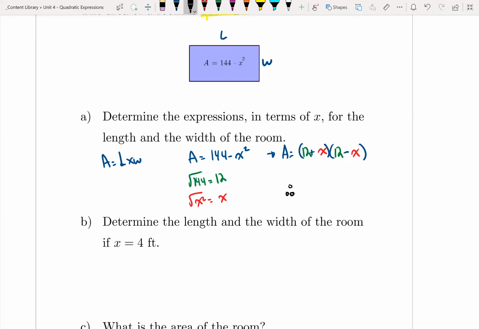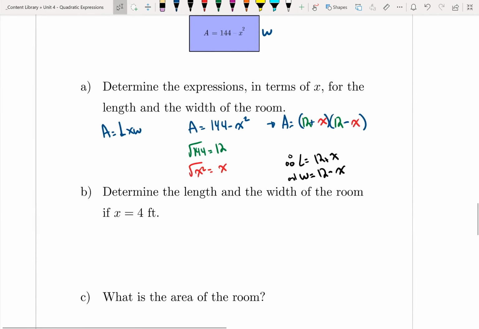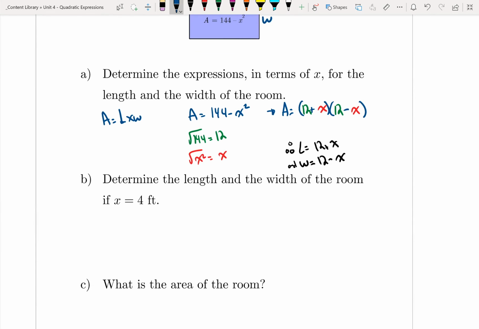You could say that the length would be the longer one. So therefore, length equals 12 plus x, and width equals 12 minus x. B, we want to determine the length and the width of the room if x equals 4 feet. So here all we're doing is we know our length is equal to 12 plus x, and our width is equal to 12 minus x.